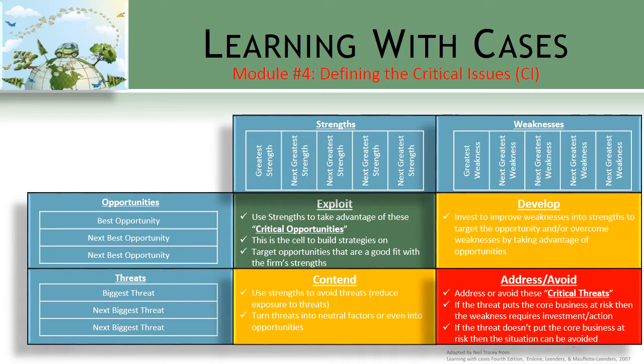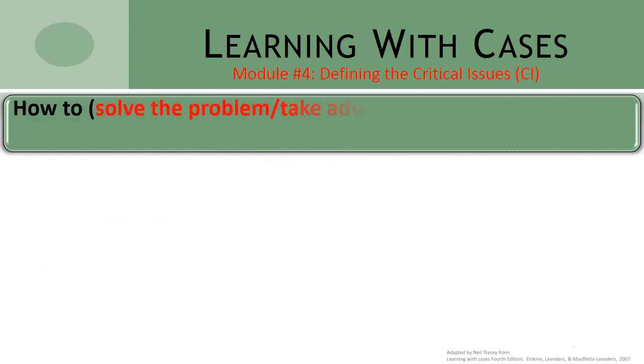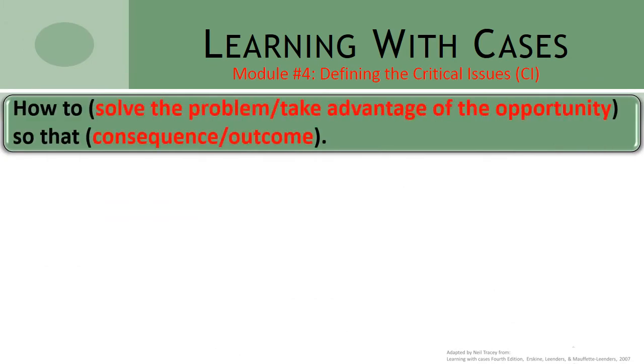In defining our critical issues, our focus must go beyond exploiting the critical opportunities and addressing or avoiding the critical threats. In developing our critical issues, we format the critical issue statement using the structure how to, so that. Our critical issue statement should describe how to solve the problem or take advantage of the opportunity so that we can achieve the following consequences or outcome.